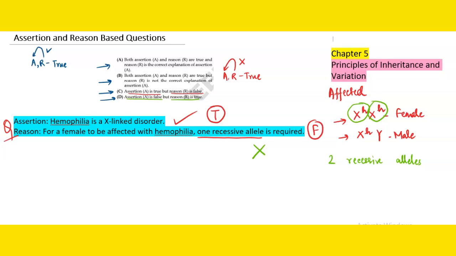That means in this case, option A is ruled out, option B is also ruled out, and as assertion is true and reason is false, what will we come out with as an answer? Option C.